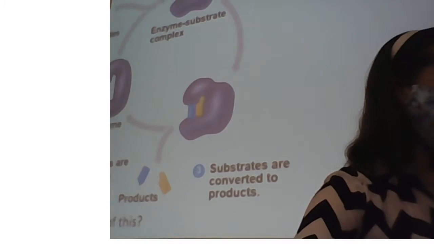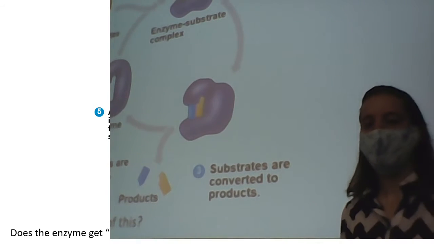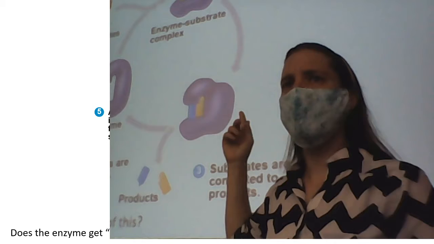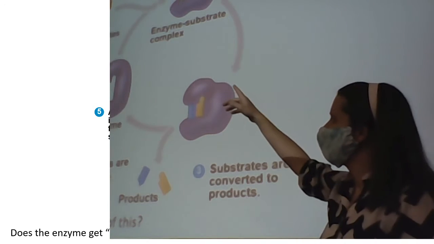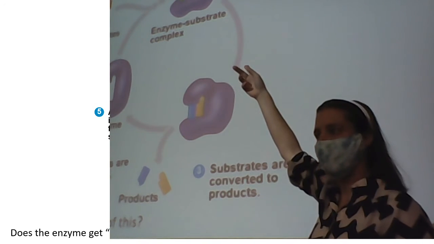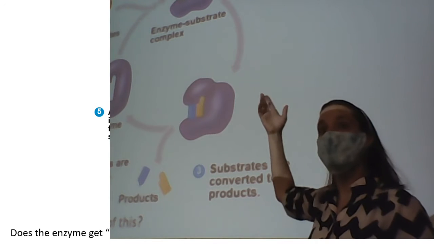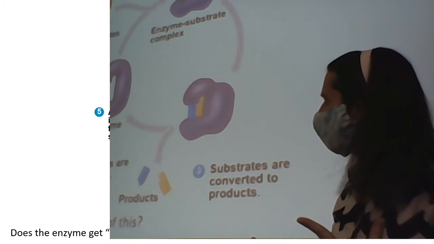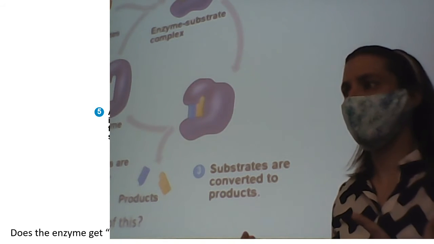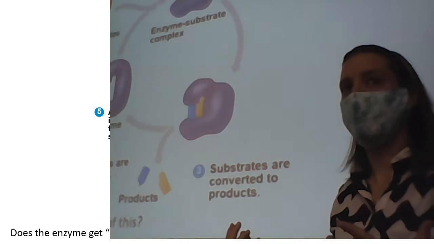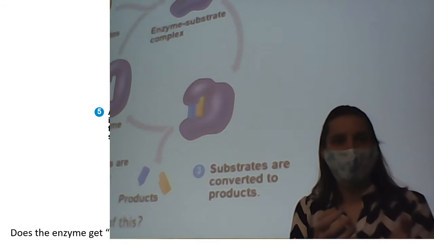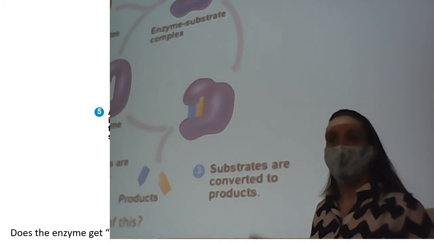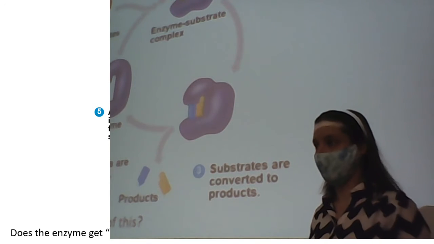Products get released, and now they've cleared out the enzyme. At the beginning we have substrates. At the end we have products, right? We used up our substrates and we made products, right? Did we use up our enzyme? No. Did we make a new enzyme? Nope. We had one enzyme going in, we have one enzyme going out. This enzyme can catalyze another reaction. It can do it over and over and over.